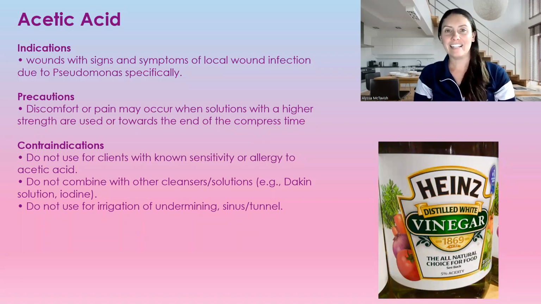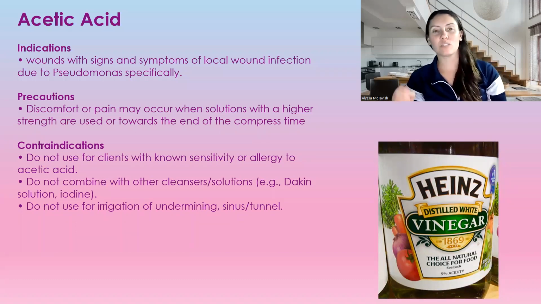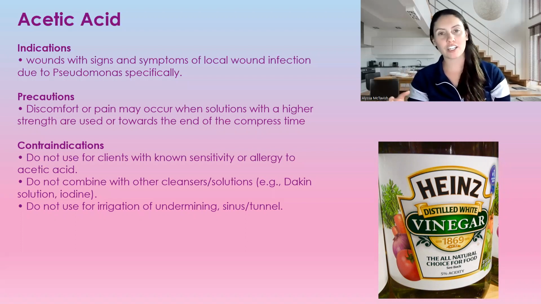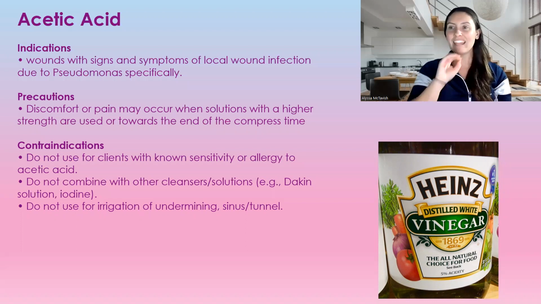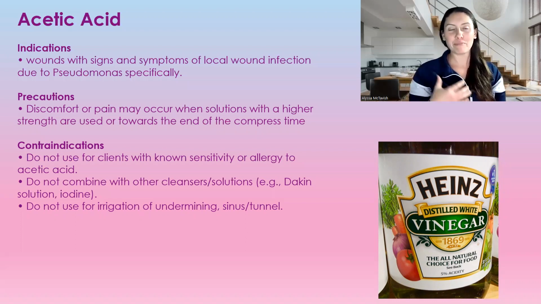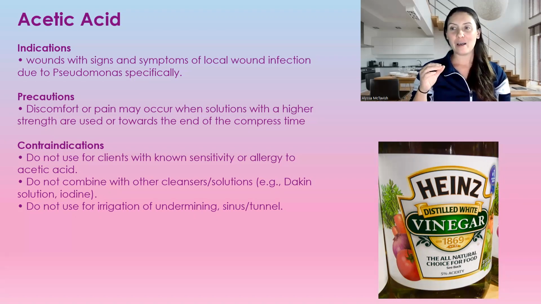Next, we have acetic acid. So once again, we're going to be using this with signs and symptoms of local infection. Now, specifically some Pseudomonas, okay? So this creates a green drainage. You can always notice it because it has a green colored drainage coming out of the wound. And this works amazing. I have personally used it many, many times. And I've used it many times where a doctor is like, we should be using an antibiotic. This clears it up so quickly.